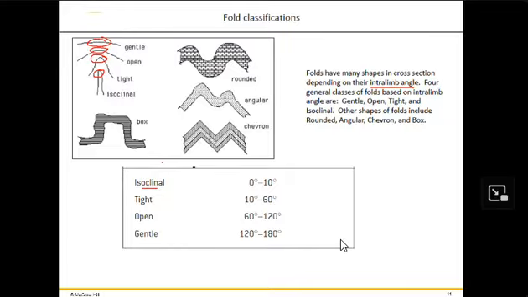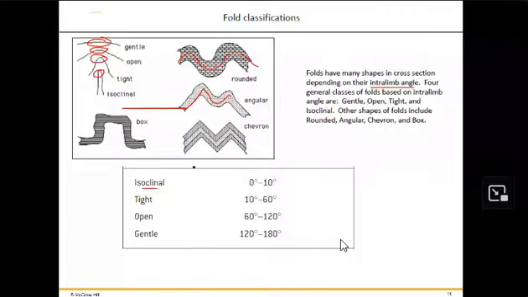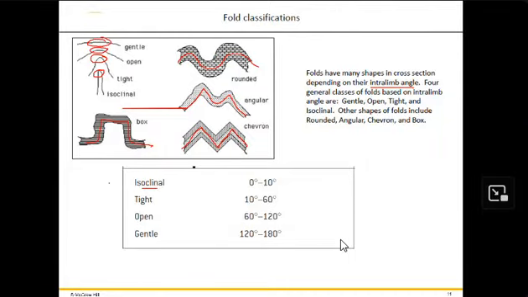There are other classifications under this criteria. You have rounded fold, and that has to do with the way the fold is rounded in cross section. Angular fold, with the way it looks angular at the crest. Chevron fold is so sharp. Chevron fold, and then box fold, because it is rectangular in cross section. Are we still together? Yes, sir. All right.